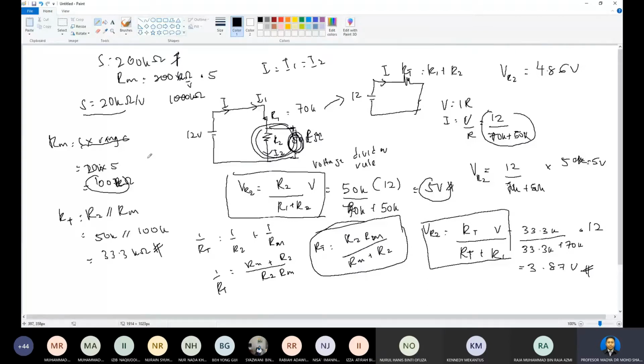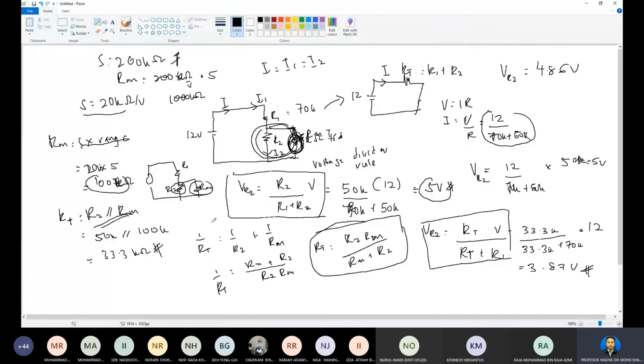So this is our RM and the full scale deflection current. That's why you can see this R2 with RM here will be in parallel. If we draw it back, this is R1, this is R2, and this is our RM. That's why you can see R2 and RM are in parallel. That's why you can use the parallel formula to get the RT here.